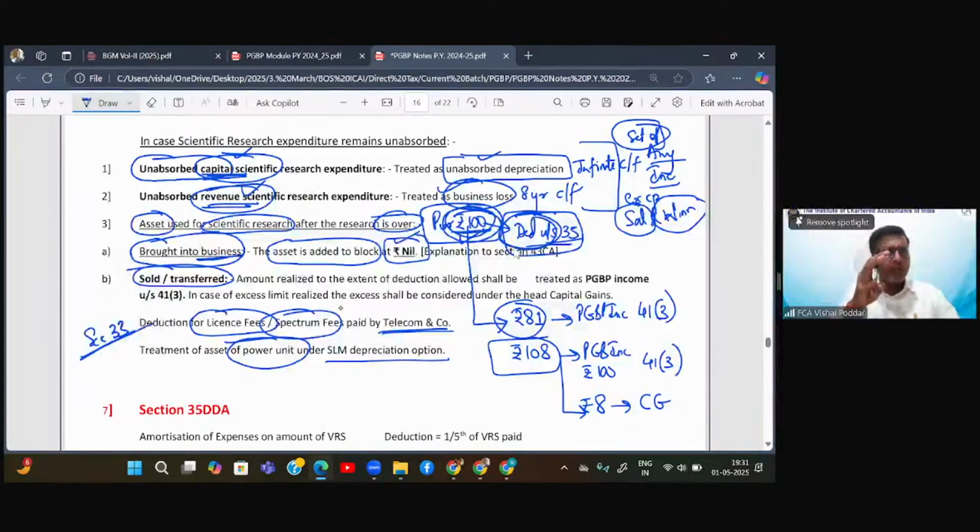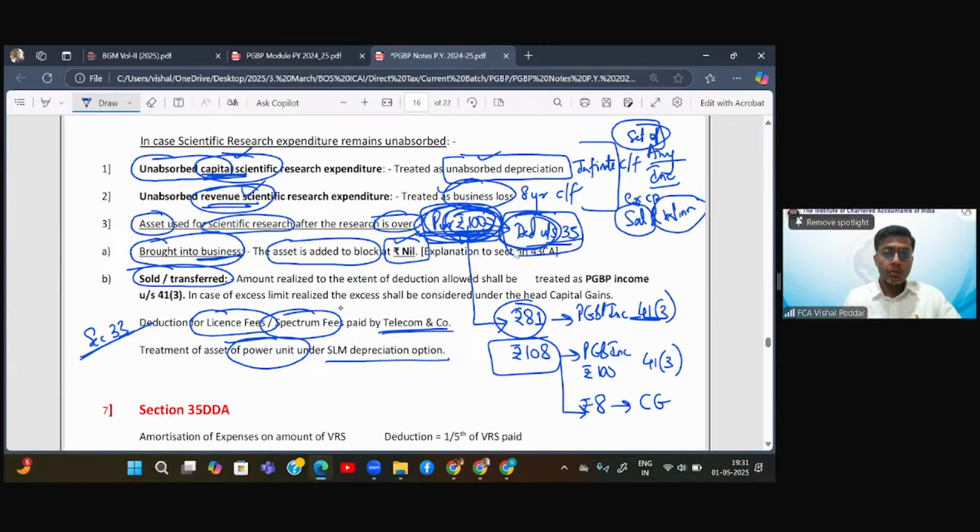So the treatment of scientific research asset, or the treatment of power unit assets which are under straight line method, or of license fees or spectrum fees by telecom companies, when these are sold, the logic is the same. What is the logic? When you purchase, I gave you deduction of the entire 100 rupees cost. Now when you are selling it, you are doing nothing but recovering this deduction, and recovery of past year's deduction is income under 41. To what extent? To the extent of deduction.